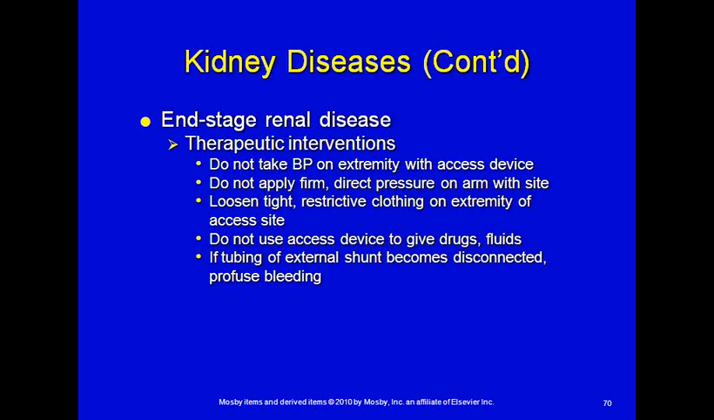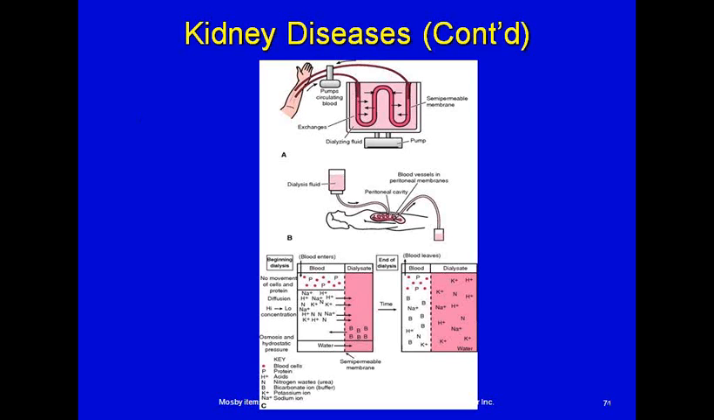Loosen tight restrictive clothing on that arm. And here's just a visual of both hemodialysis and then peritoneal dialysis. Up top you have the inflow and outflow coming out of the shunt in the arm and going into an artificial kidney where the dialysis takes place, and then the blood is pumped back into the body.